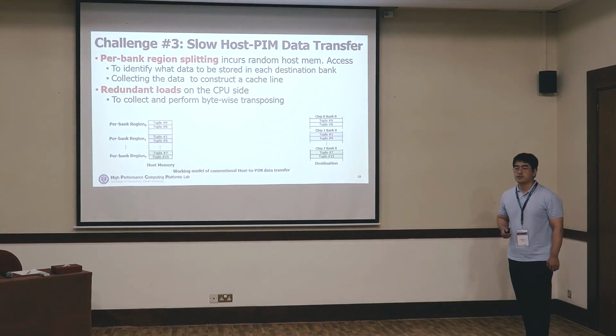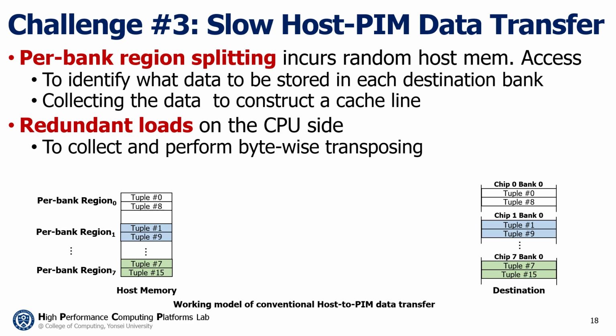Our third challenge is the flow of stream data transfer. So we need to transfer the input and output tuples between the host memory and the PIM side. And there is a per-bank region splitting on the host memory because we need to identify what data need to be copied to the destination banks. So region 0 goes to chip 0, like this.